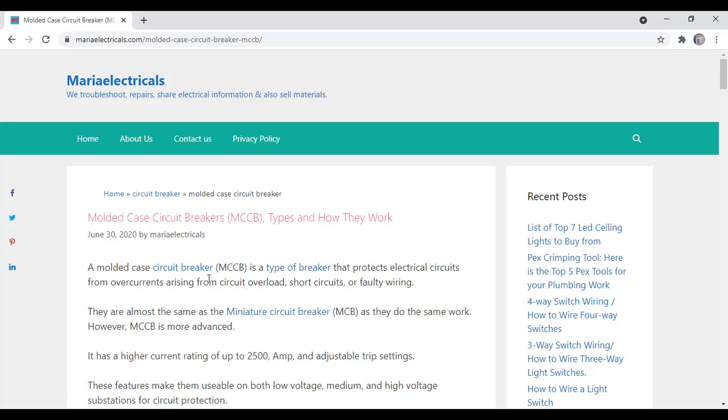Is there any difference between MCB and MCCB? They are almost the same as the miniature circuit breaker, as they do the same work. Both are doing the same work. However, MCCB is more advanced. So the difference between MCB and MCCB is that MCCB is capable of withstanding higher current up to 2500 ampere and has adjustable trip settings.